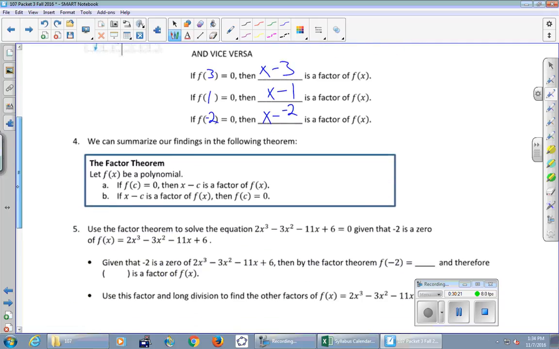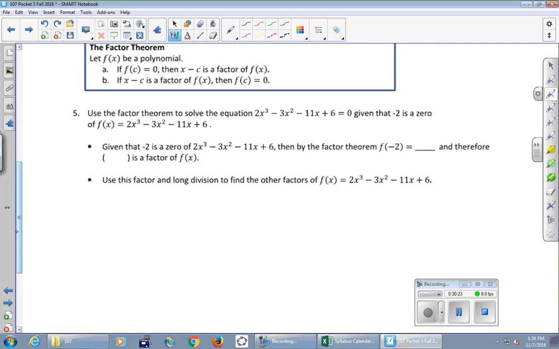Okay, so now we're going to answer some hard questions using this factor theorem. Number 5. Let's just focus, forget the question itself. Let's just look at this equation. What we're after is the solutions to that equation. How many solutions are we expecting? 3, for sure, right? Whatever that highest power is, the degree is 3. That's how many solutions we're going to get.